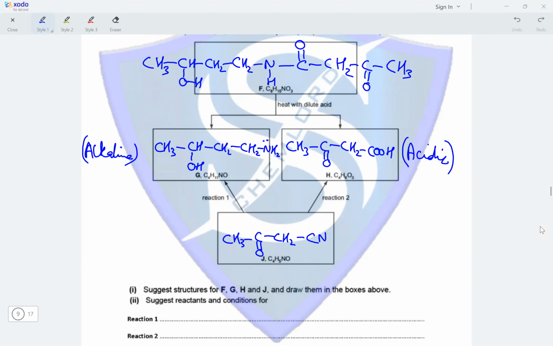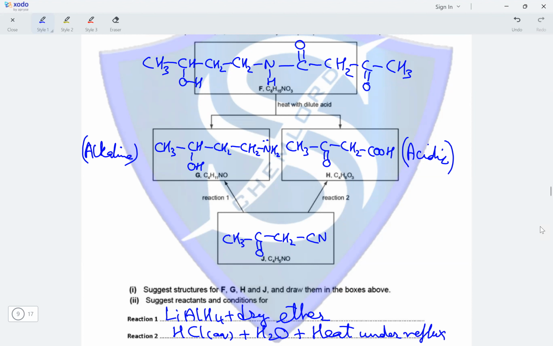Suggest reactants and conditions for reaction 1. Reaction 1 is reduction, so this requires LiAlH4 plus dry ether. And reaction 2 is acid hydrolysis, so this requires HCl aqueous plus water plus heat or heat under reflux. So these are the conditions for reactions 1 and 2.